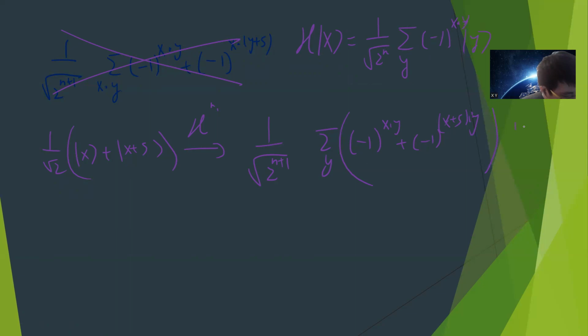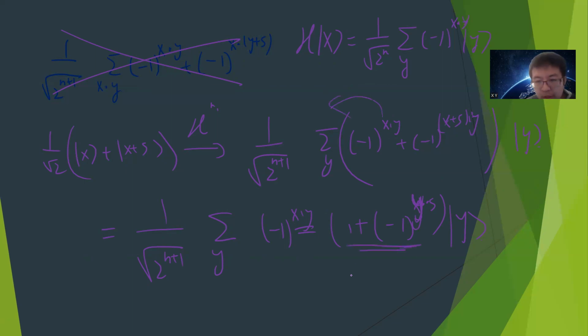So you can represent this as, minus 1 to the x y, 1 plus minus 1 to the s y, times x y and s y. Sorry, this is s y. Because I pull out minus 1 to the x y, so it's 1 plus minus 1 to the y dot s. Okay, so now I measure y.